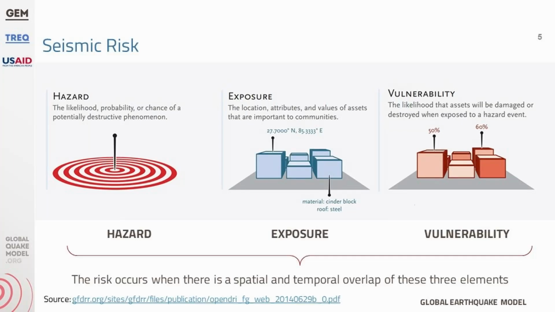By definition, risk is the result of having a spatial and temporal overlap of these three elements, a source of hazard together with exposed and vulnerable elements. Seismic risk can be described mathematically as the probability of damage or loss from potential future earthquakes.